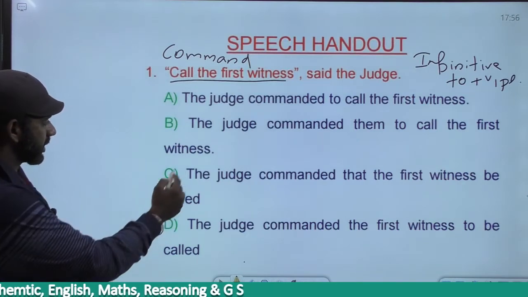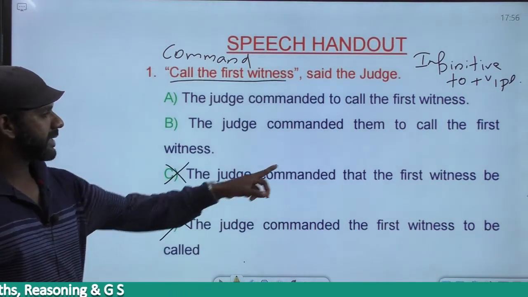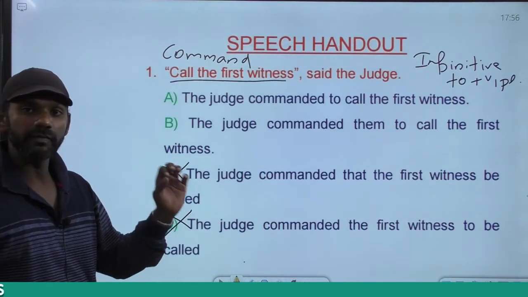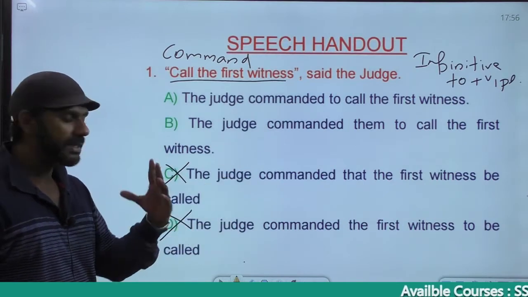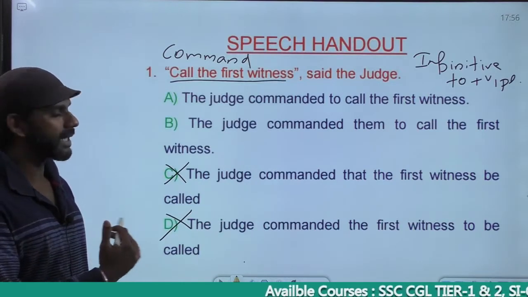Based on that, C is eliminated, D is also eliminated. C is not in the infinitive form, D is also not in the infinitive form. We want to plus V1 plural, which is not there in C and D, so C and D are eliminated. Now we have two options left, A and B.